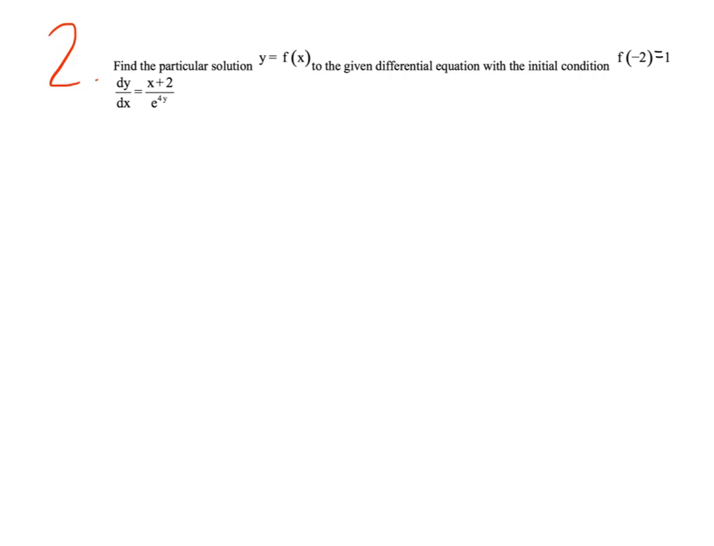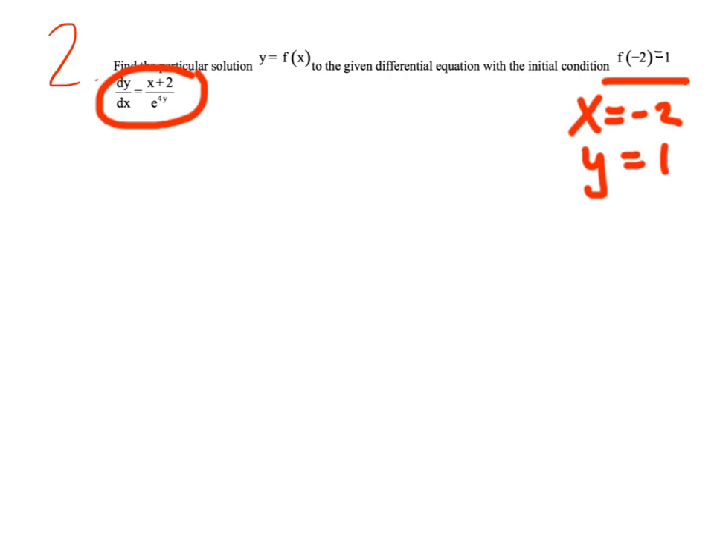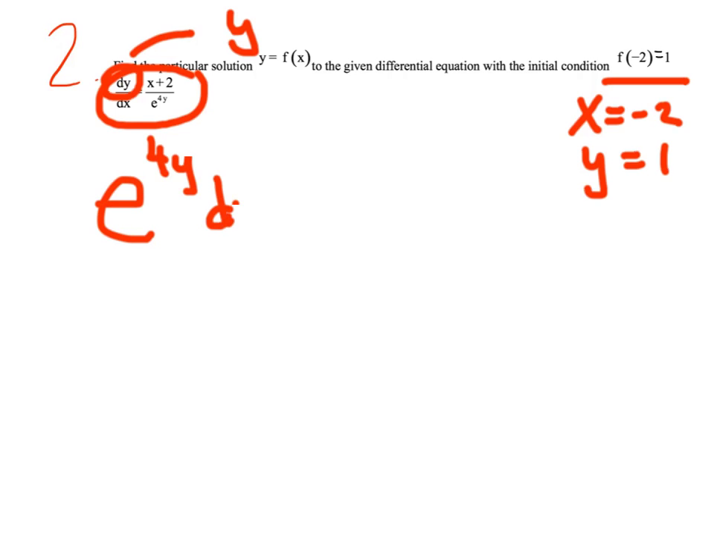Find the particular solution to the given differential equation. Here's my initial condition, so that's implying when x is negative 2, y is equal to 1, to this equation here. Now, who do I want to solve for in the end? Look at the numerator, and it says dy. So again, I want to solve for y in the end. All right, so just like normal, nice easy cross multiply. E to the 4y dy equals the quantity x plus 2 dx.